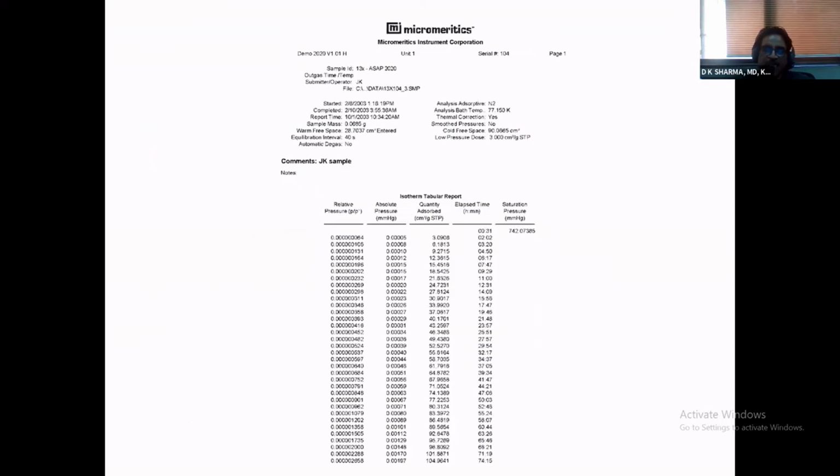The typical data in tabular form looks like this. You have relative pressure, absolute pressure also, quantity adsorbed, and how much time it has taken. And saturation pressure measurement. Other things are some of the parameters that you have used, for example, weight of the samples and all those things.